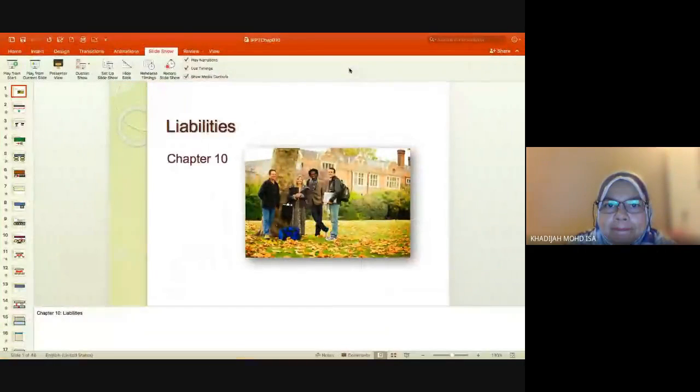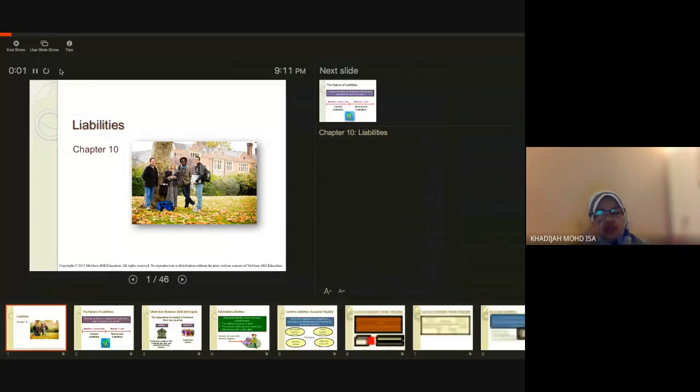Chapter 10, all right, it's on the liabilities. But I will not go very detailed on this topic, assuming that you are only given 6 weeks this round. So I'll be more on the practical side of this topic, and I hope that I can do another topic also tonight. I will not cover all the content in this chapter 10.